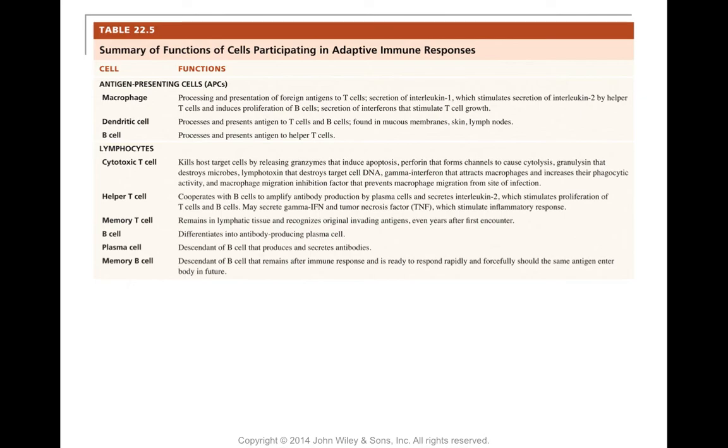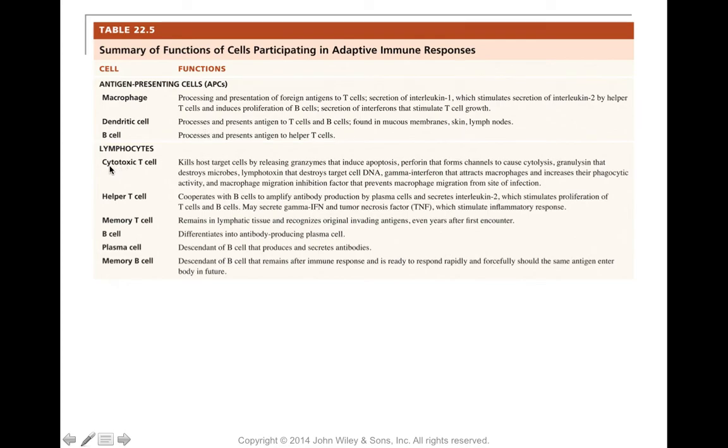Macrophages also are going to secrete IL-1, which is going to stimulate the secretion of IL-2 by helper T cells and induce the proliferation of B cells. The secretion of interferons is also going to happen from these macrophages, and interferons are going to stimulate T cell growth. Dendritic cells are going to process the antigens and present the antigens to T cells and B cells. These dendritic cells are found in mucous membranes, skin, and lymph nodes. And B cells are going to help process and present antigens to helper T cells.